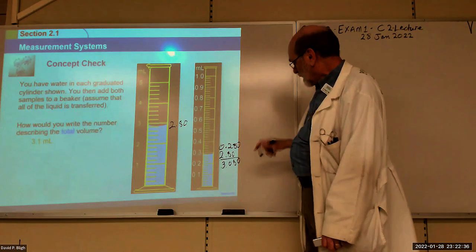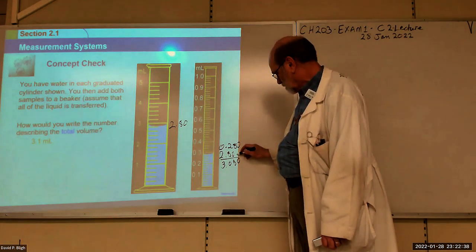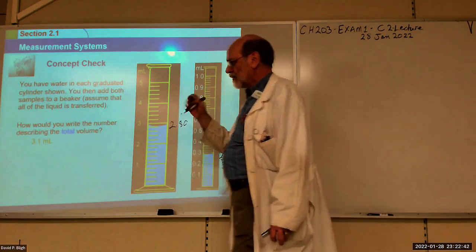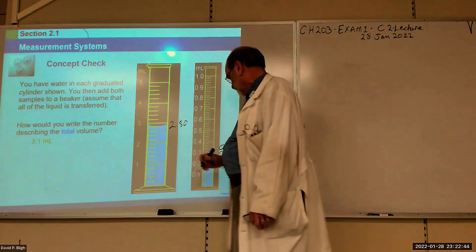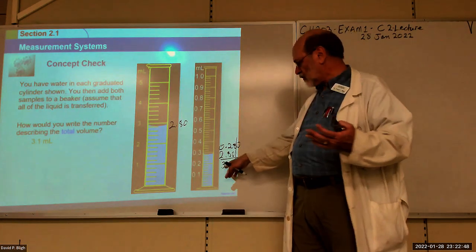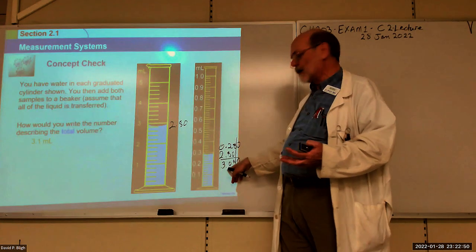right? You can't keep this one. So actually it should be 3.08 instead of 3.1. But if we said we could only keep two, then we would have to round this one up to 3.1.